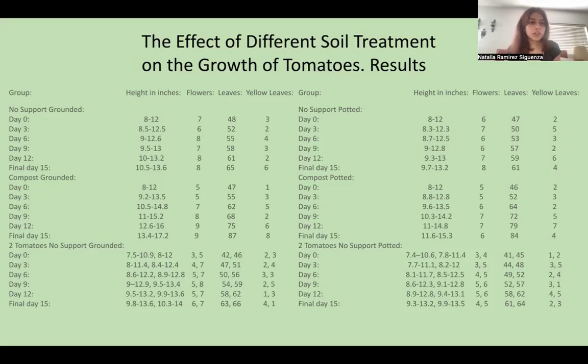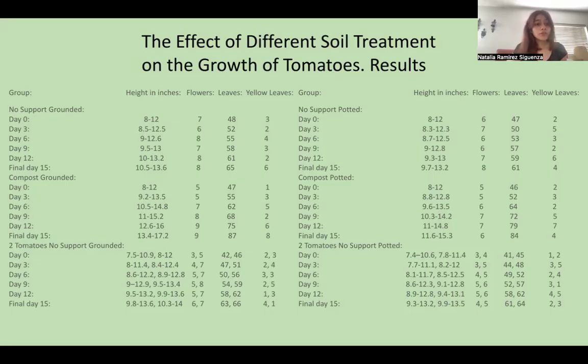So here, starting at day zero, they all started around 8 to 12 inches. At the end, the no support grounded ended at around 10 to 13 inches in height, which was different to the no support potted, which was at 9 to 13. It was a little smaller, but it had less yellowing than the grounded, and it also had a bigger stem. While the grounded, I noticed, did have more flowering quicker. A lot of the flowers throughout the process didn't make it, but there are some flowers now that have become tomatoes.